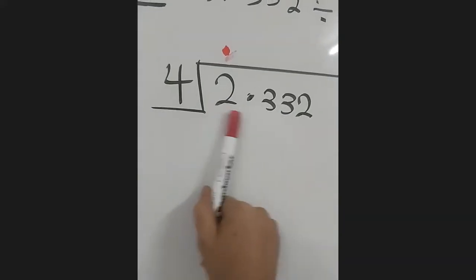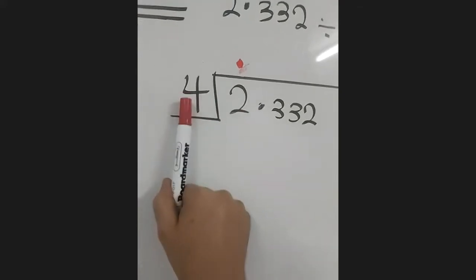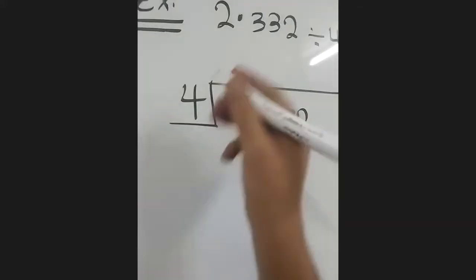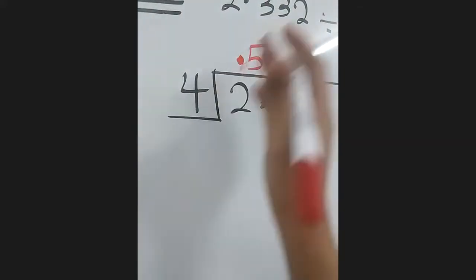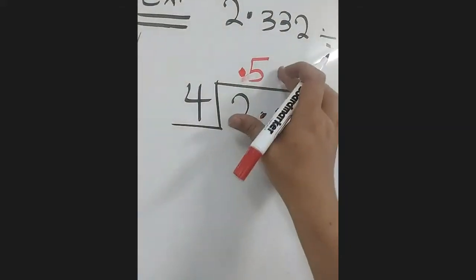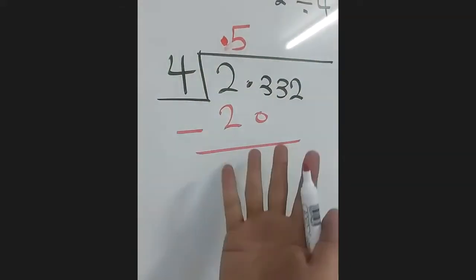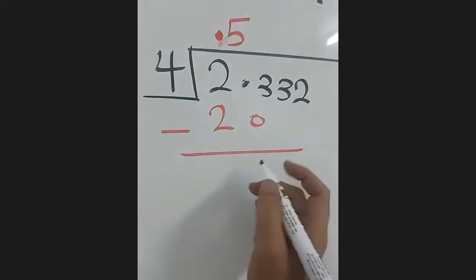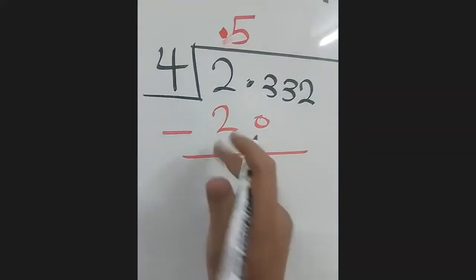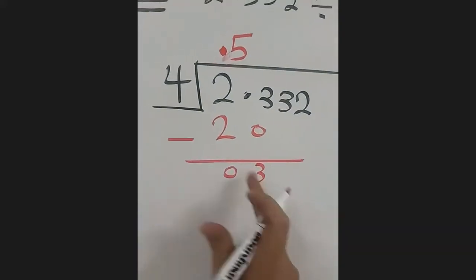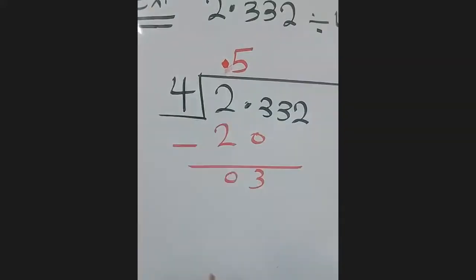Now we have 23. 23 divided by 4 is 5, the number after the decimal. Now 5 multiplied by 4 is 20. Look here, guys. Subtract normally. 3 minus 0 is 3. 2 minus 2 is 0. Now the 3 is less than 4, so the 5 is correct.